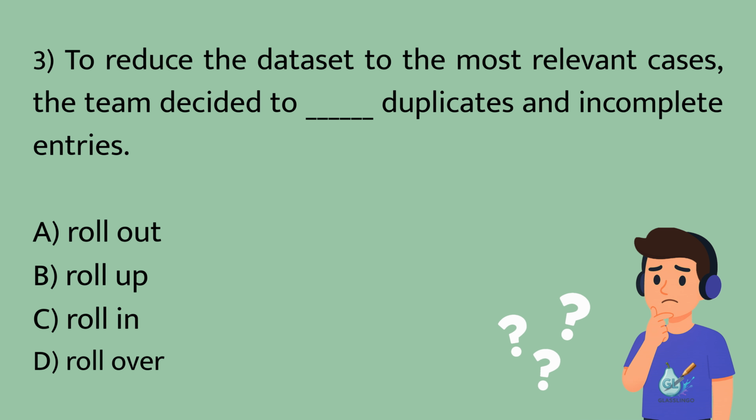Here's a medium hard one. To reduce the data set to the most relevant cases, the team decided to blank duplicates and incomplete entries. Your choices: A, weed out, B, weed in, C, weed up, D, weed through.